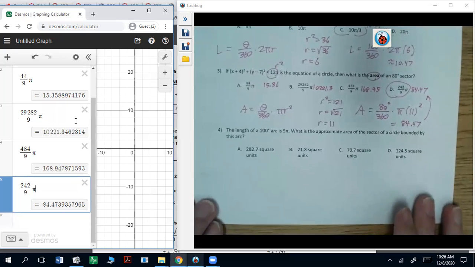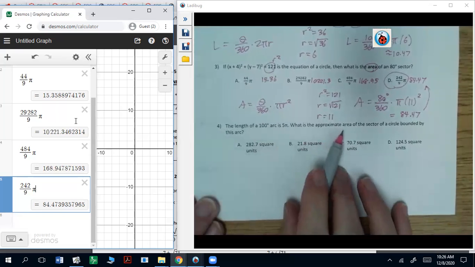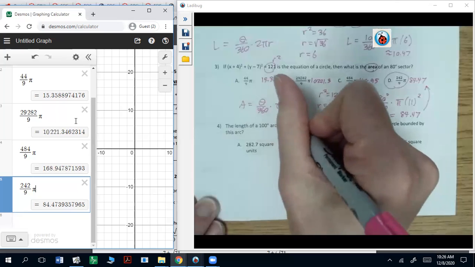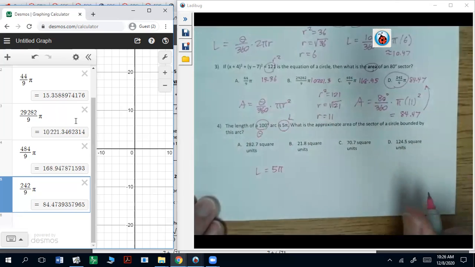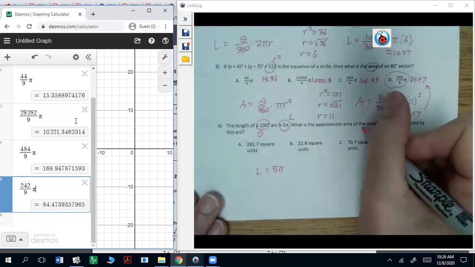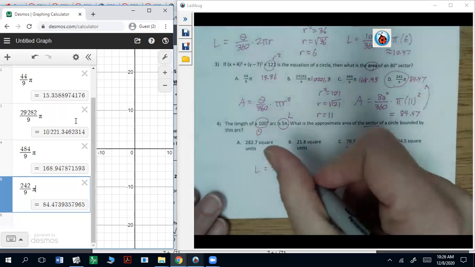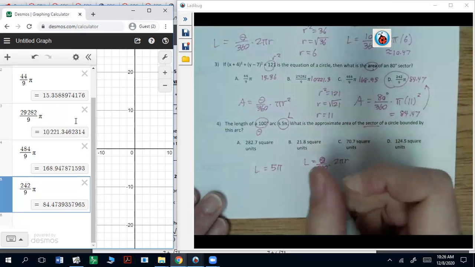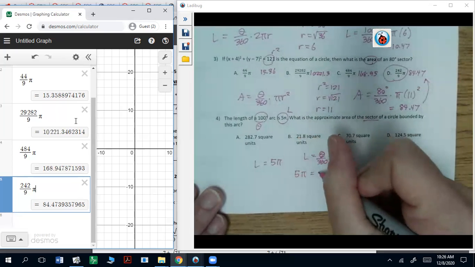Question number 4. The length of a 100-degree arc is 5 pi. What's the approximate area of a sector of a circle bounded by the arc? So we have the length, that's L, and the degree. We want to know what is the area of a sector bounded by the length. So we're going to first start with the length formula. Length is degree over 360 times 2 pi r. We know the length is 5 pi. We know the degree is 100.